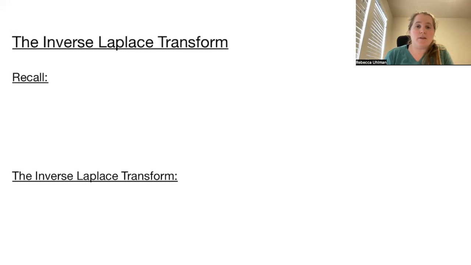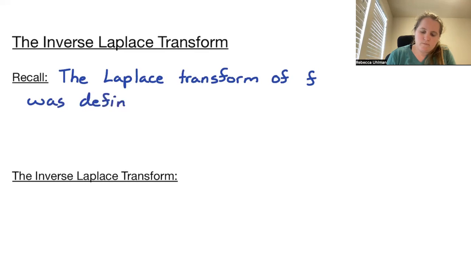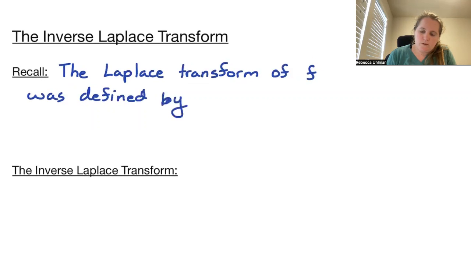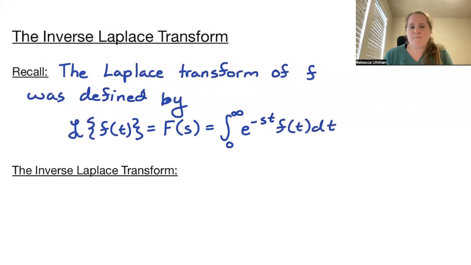Welcome to the inverse Laplace transform. So recall the Laplace transform of f that is defined by the Laplace transform of f of t was equal to capital F of s, which was the improper integral from 0 to infinity of e to the negative st times f of t dt.